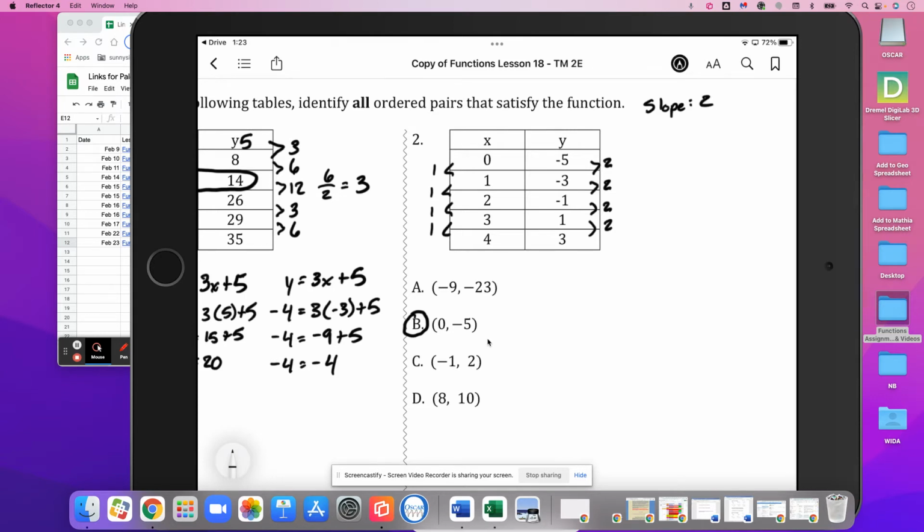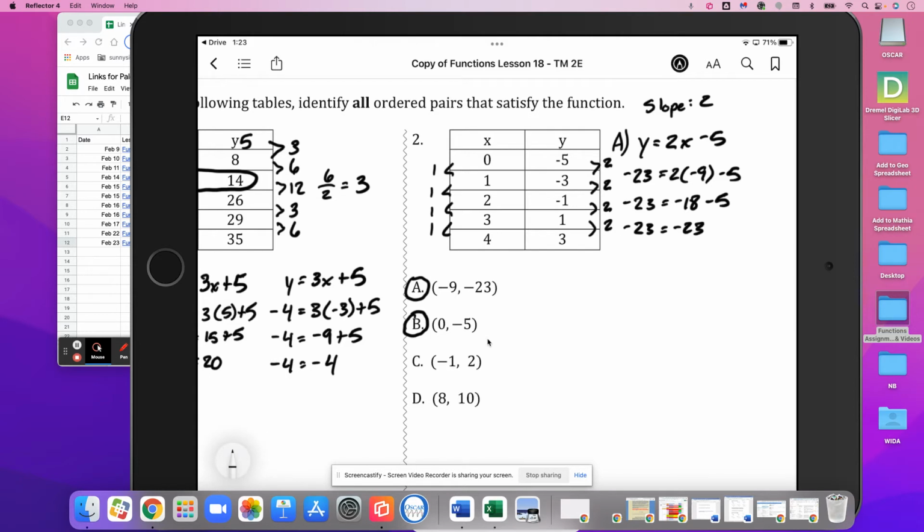And our y-intercept is -5, so our equation looks like y equals 2x minus 5. And so our y value is -23 for part A, equals 2 times -9 minus 5. So -23 equals -18 minus 5. -23 is equal to -23. So yes, A would satisfy the function or appear in the table.